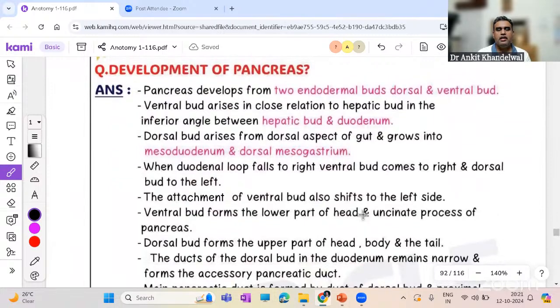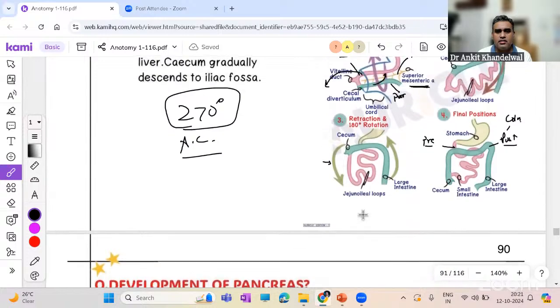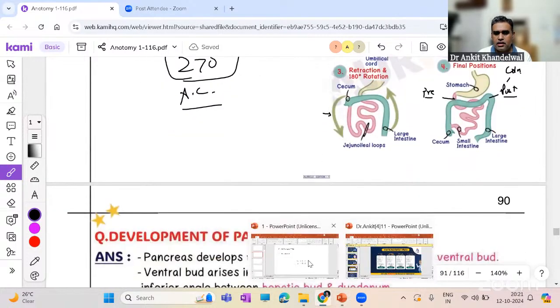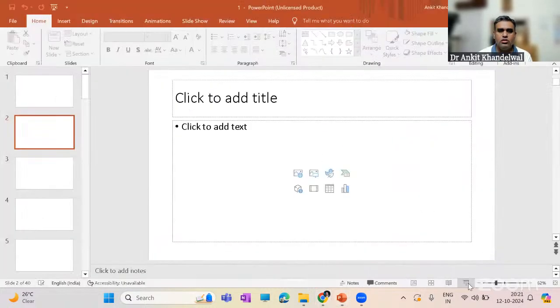Now let us come to the pancreas, development of pancreas. Before moving to development of pancreas, in a notes manner, let me just tell you a few things which you must know. That is that we have seen about the development of gut. Gut is coming from endoderm. Now listen very carefully for at least 1 minute.